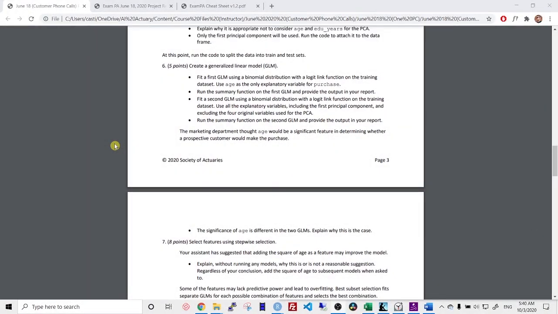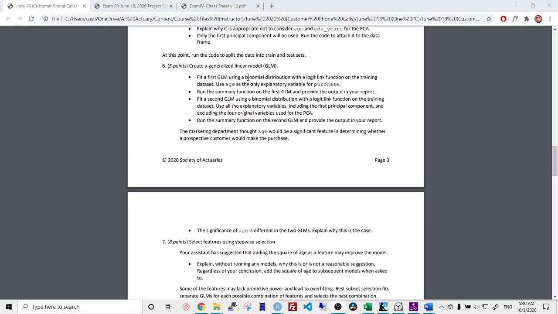Task 6. Create a generalized linear model. This is only worth 5 points, which is low because most of the time these modeling questions are given more weight. So I noticed that there are a lot of bullet points here, and it's only 5 points. So I want to be careful to only do what they tell me to do.